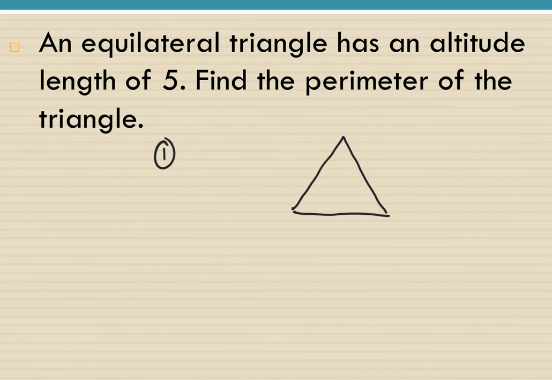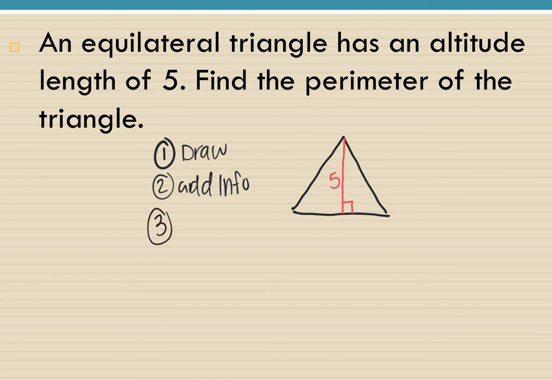So it's equilateral. So step number 1 is draw it. Step number 2, add info. What is the info? All sides are congruent and all angles are congruent. Those are the properties of equilateral. What info in the problem did it give us? The altitude. So drop a perp down from the top vertex down to the base. Make sure that it makes a 90-degree angle. That's our altitude. How long is it? 5. 5 units. So put a 5 in there.